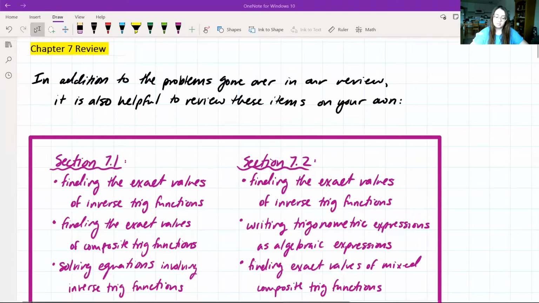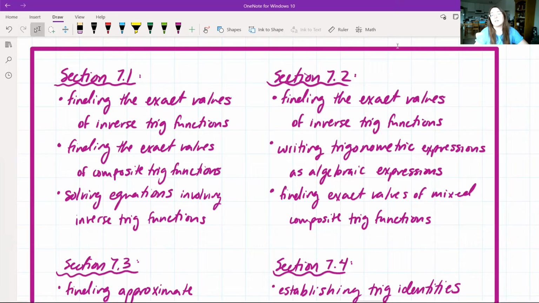In addition to the problems gone over in our review, it's also going to be helpful to review some of these items below on your own, as well as the problems that we're going to go over today. All right, so for section 1, we want to focus on finding the exact values of an inverse trig function, finding the exact values of composite trig functions, and then solving equations involving inverse trig functions. So we're really just working with these different inverse trig functions and then solving equations that are actually going to contain them. Then section 2, we want to find the exact values of inverse trig functions again.